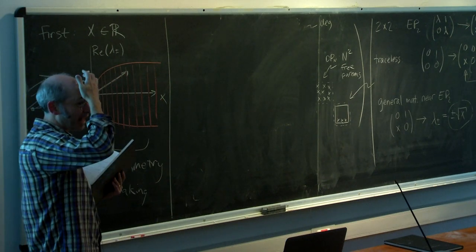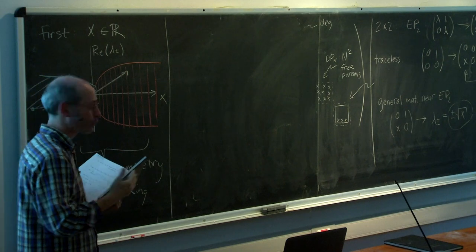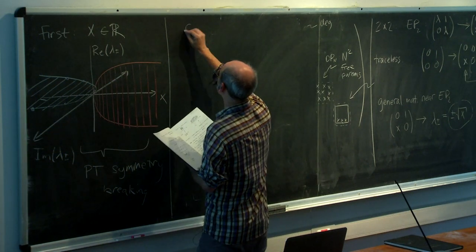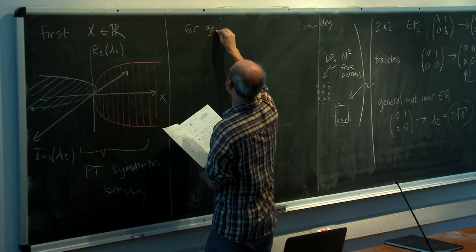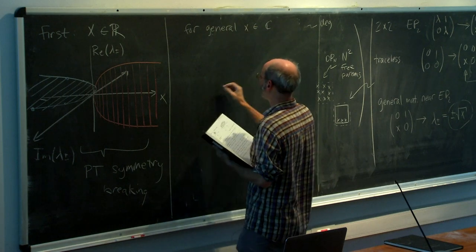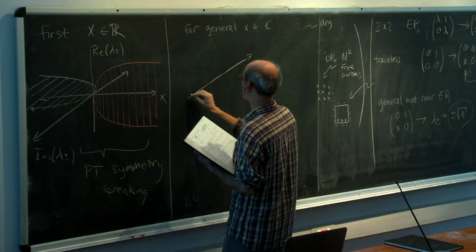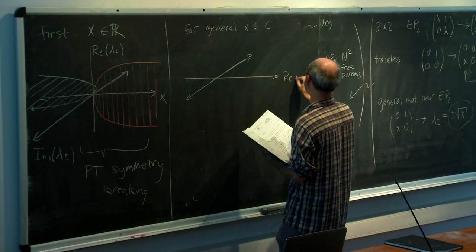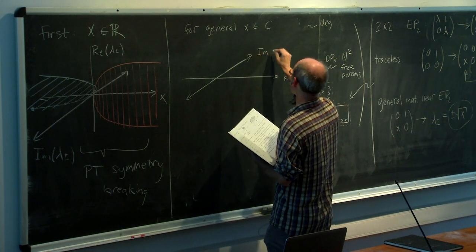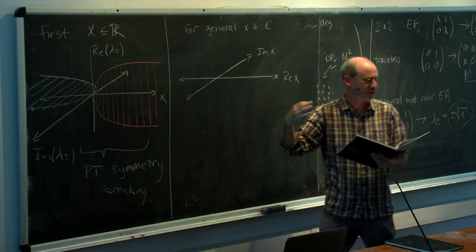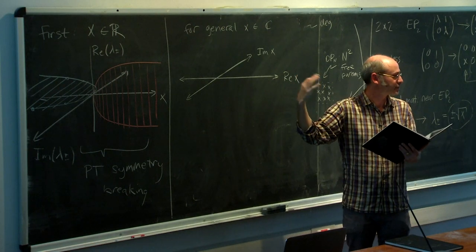But if instead of keeping x to be just real, we allow it to be what it's allowed to be, which is complex, then x is a point in a complex plane. This is the real part of x. This is the imaginary part of x. And its eigenvalues also live in a complex plane. So this is a four-dimensional space. It's hard for me to draw.